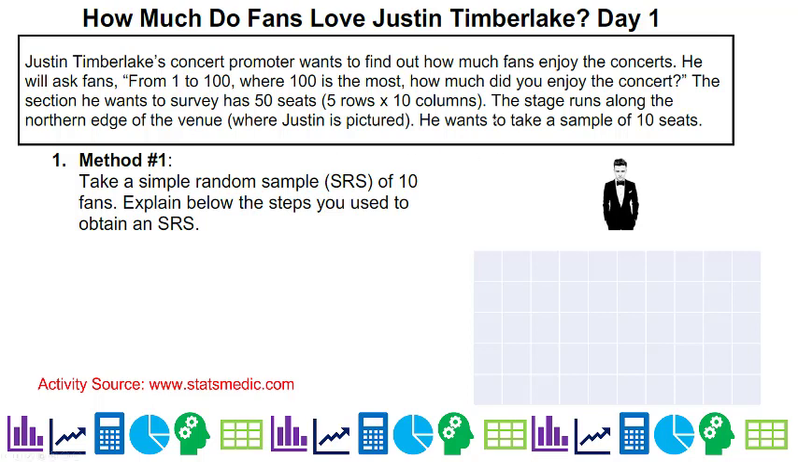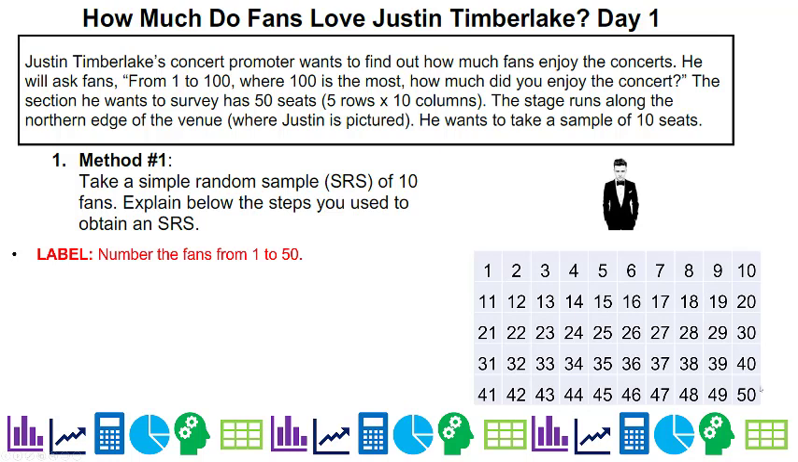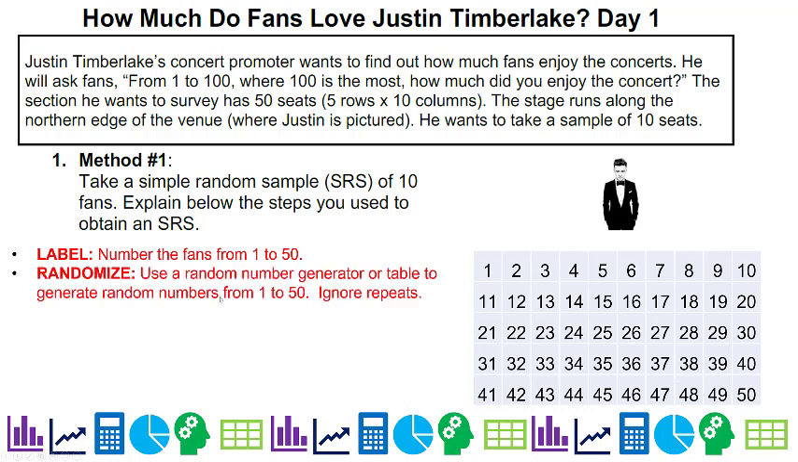All right, so he wants a sample of 10 seats. So how would we do this? Well, one of the things that would help is to go ahead and number these from 1 to 50. So there it is, labeled from 1 to 50. And then I'm going to randomize using either a random number generator or table to generate random numbers from 1 to 50. Ignore repeats. Now, if you're using the table, remember a table is 2 digits, so you would actually have to ignore also 00 and 51 to 99.